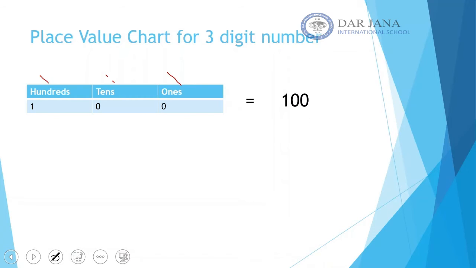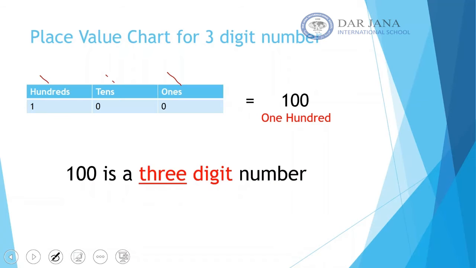I will get 100. Remember, 100 is a 3-digit number. If I want to model it in the place value chart, I will write the hundreds, then the tens, then the ones. When I put the 3 numbers together, I will have 100. 100 is a 3-digit number. Look how many digits do I have? 1, 2, 3. I have hundreds, tens, and ones.